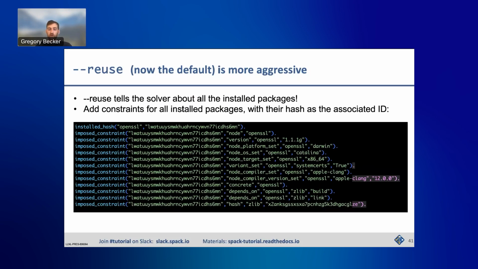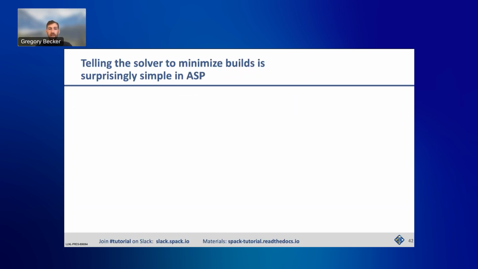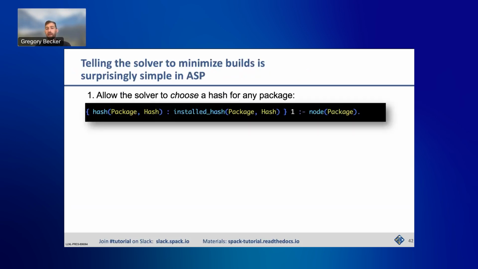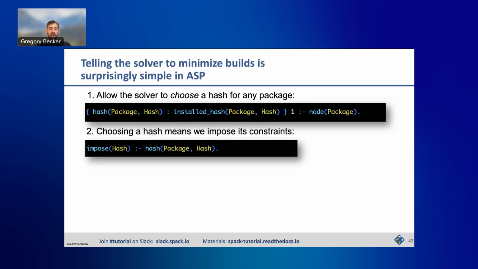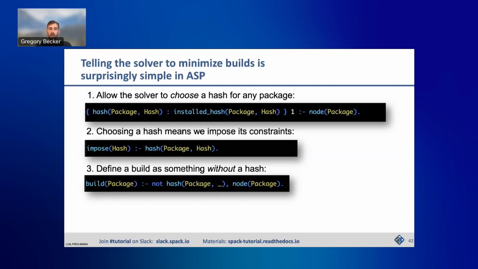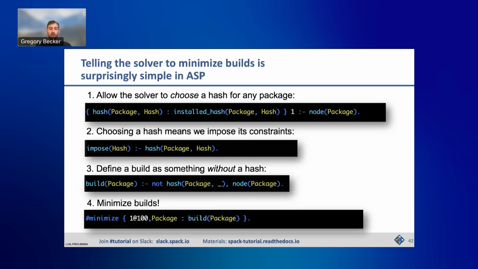So we use the hash as the ID for the package, as always. And something like minimizing builds is pretty simple. If you have a node, you can apply a hash for it. If you choose a hash, you have to impose all of the constraints from that hash. A build is something that you didn't pick a hash for, and we'd like to minimize builds. And in the first implementation of this feature, it really didn't look that much more complicated than that.